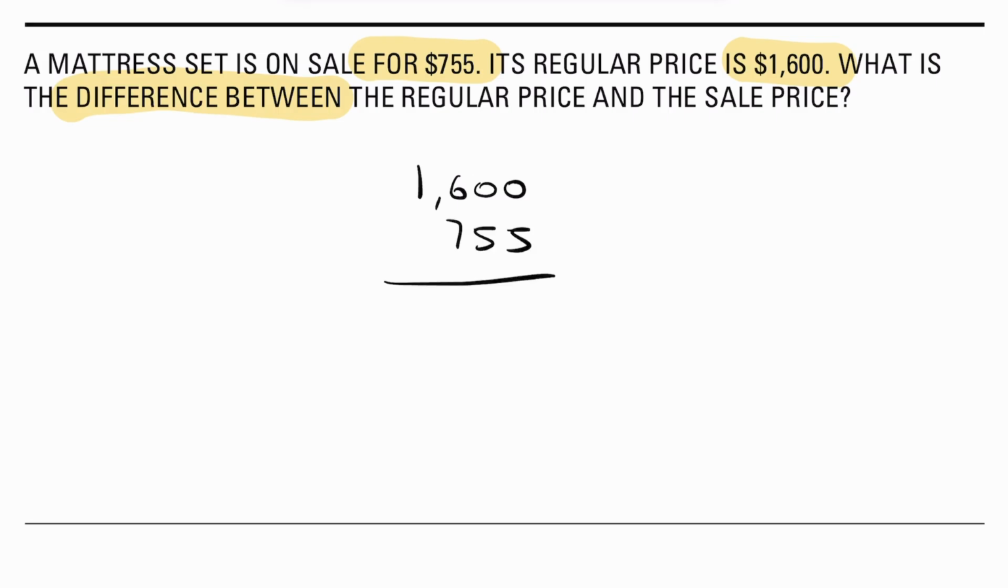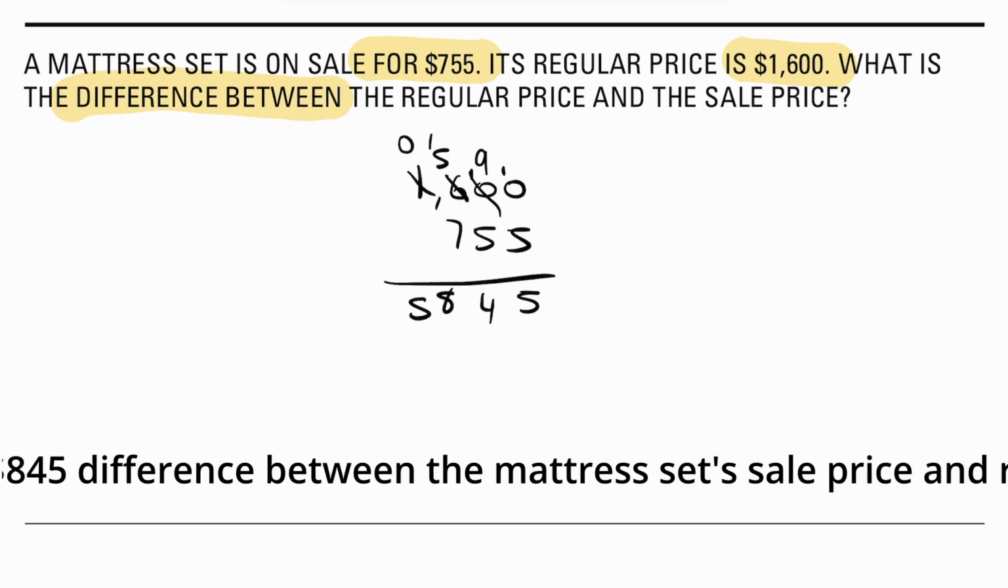So here, it's actually a little bit weird looking. So we would have to borrow from this 6, remembering that that would then become 10. And then we're going to borrow from that, which would become 9. And finally, we'd end up with 10 on the right-hand digit. And so then we've got 10 minus 5, which is 5. 9 minus 5 is 4. Here we would have a 5. So 5 minus 7, we can't do that. So we borrow. 15 minus 7 is 8. And that means we have an $845 difference, or even you could call it a discount, between the regular price and the sale price for the mattress set.